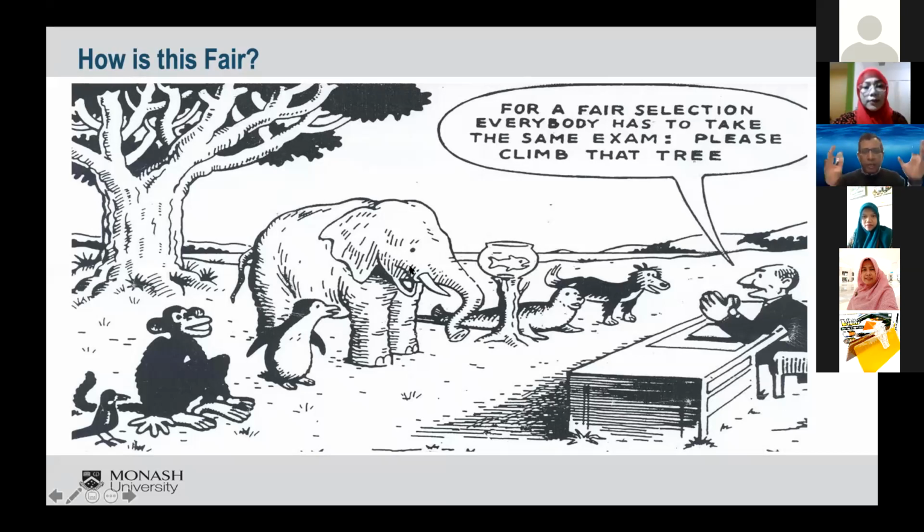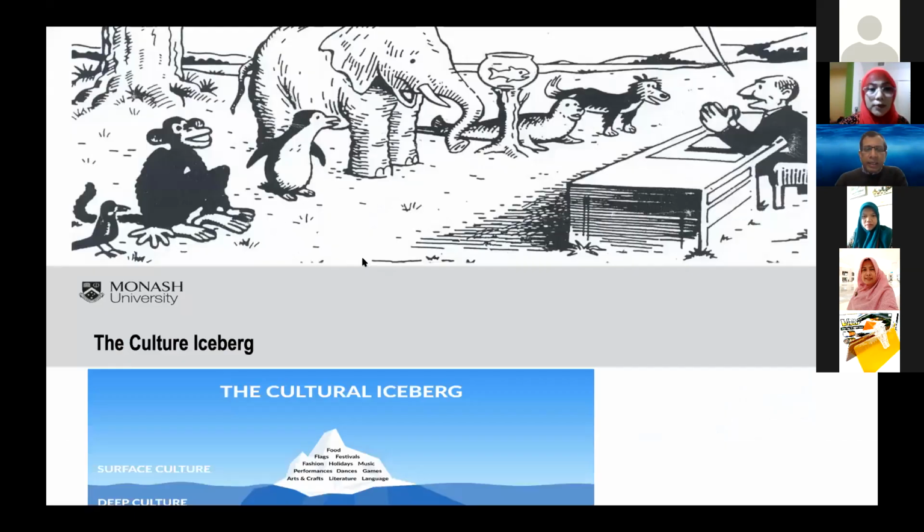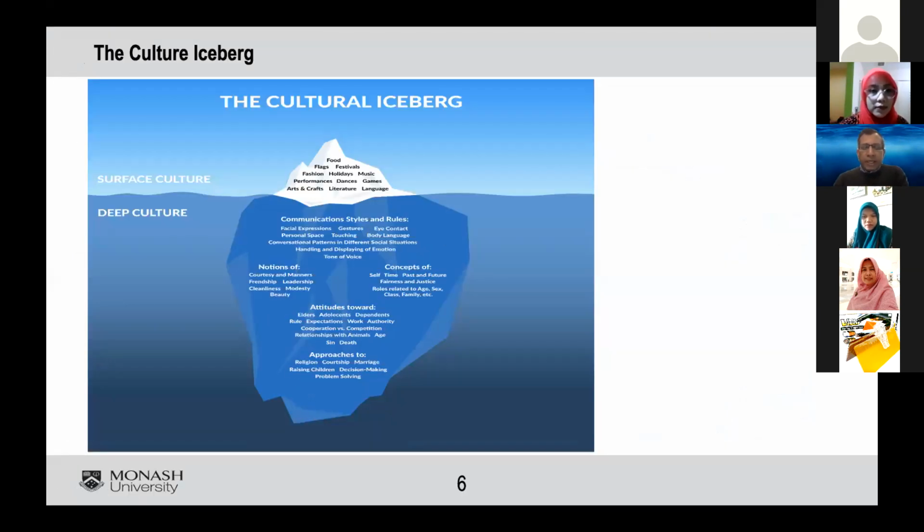So we are talking about cultural diversity. Let's think about what it means in the EFL classroom. That brings me to the next point. When we talk about culture, we are talking about two types of cultures. We're talking about the visible or the surface culture, and we're talking about the deep culture, you know, values and epistemologies and ideologies and all of these things that we cannot see.